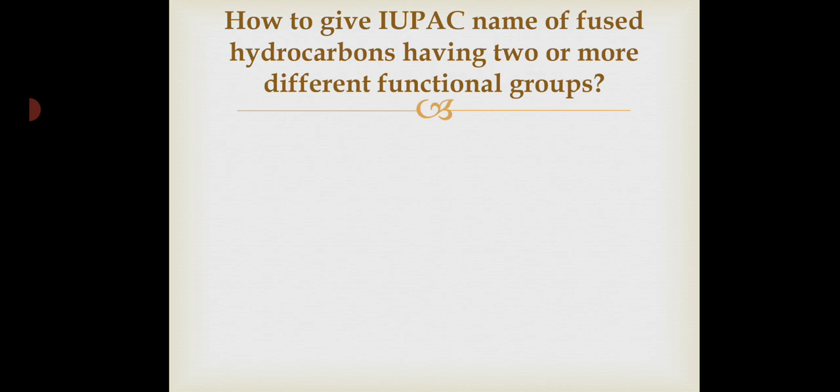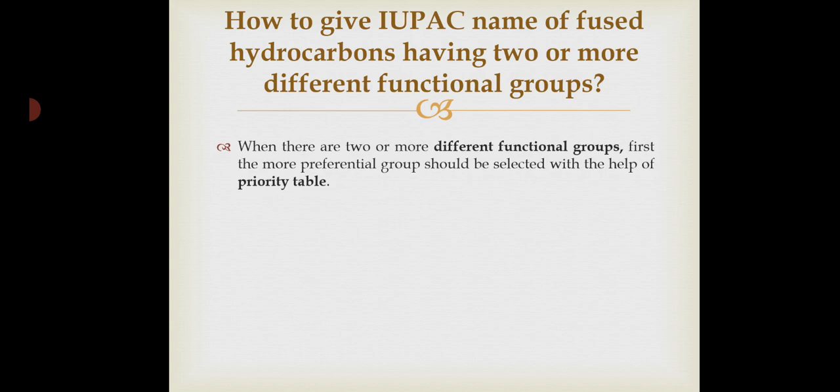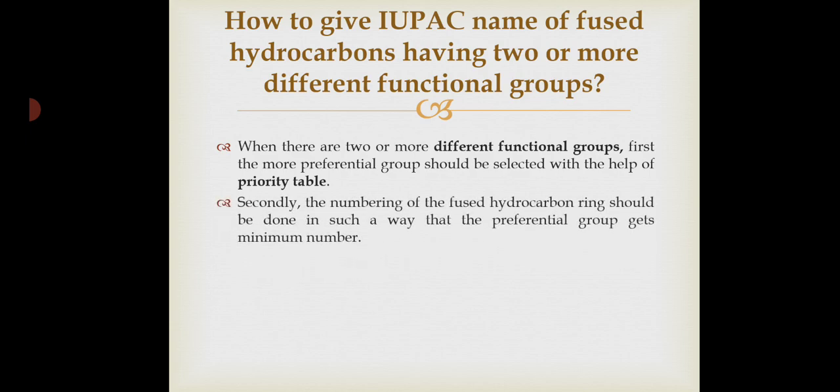Now when we talk about two different functional groups, one functional group should get preference in numbering over the other. So what is the rule? When there are two or more different functional groups, first the senior functional group should be selected with the help of the priority table, which I have shown you before, just before this slide. So from the priority table, we have to see which functional group gets preference and we have to select that. Now secondly, the numbering of the fused hydrocarbon should be done in such a way that the preferential group gets the minimum number.